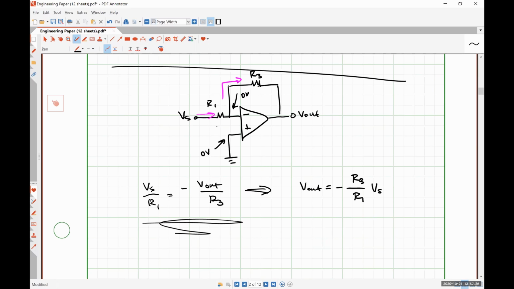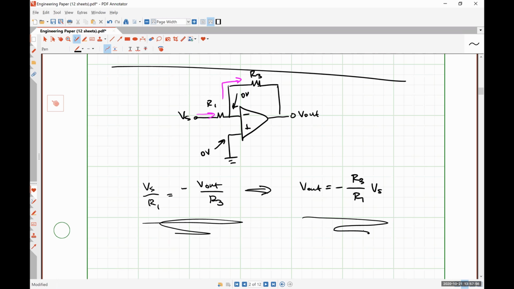So this is actually the first circuit that I talk about in my next video lecture on common operational amplifier topologies. This is what's known as an inverting amplifier, and it always has this characteristic relationship: negative feedback resistor over the input resistor multiplied by the input voltage.